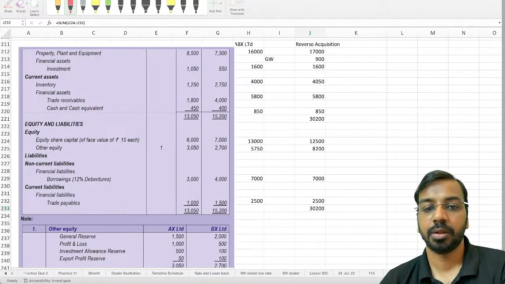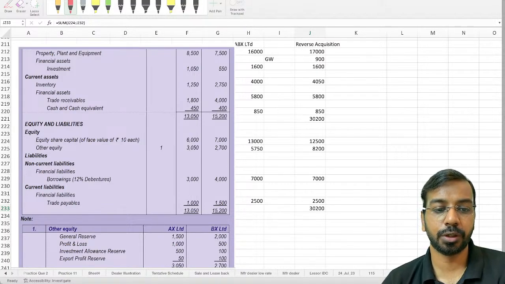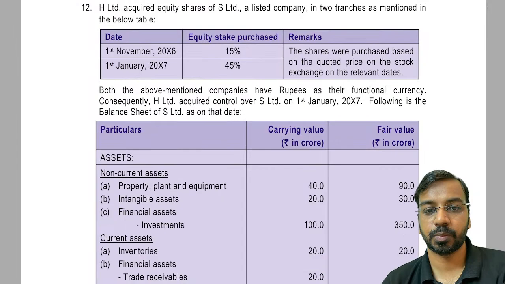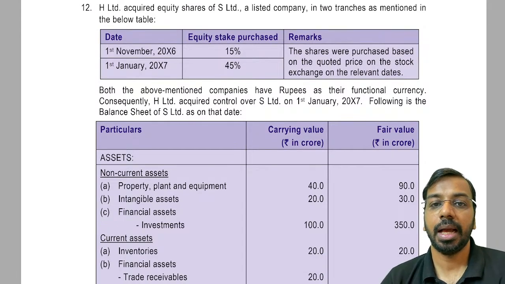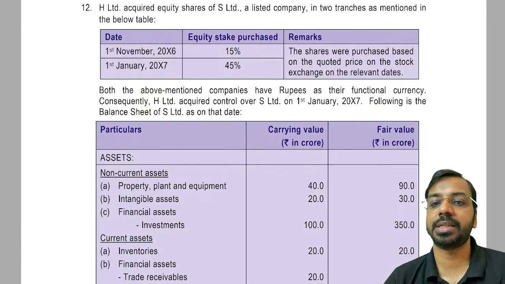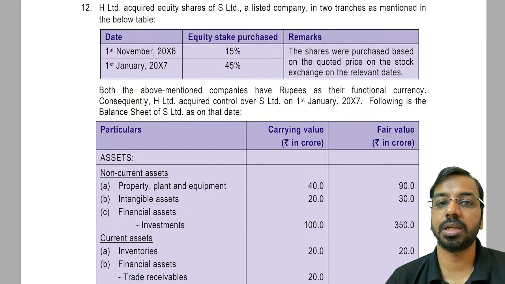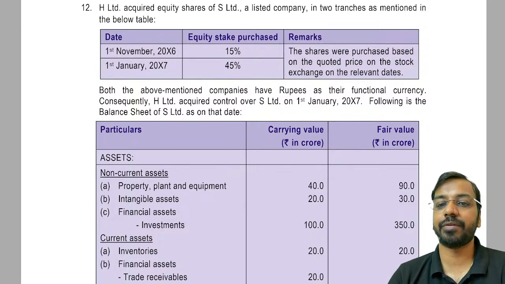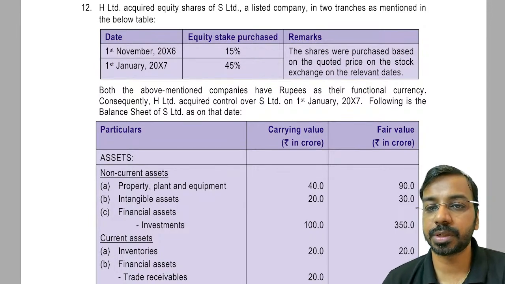Okay. So what we'll do is we'll have a look at one more question. We'll discuss that and you can solve it subsequently. H Limited acquired shares of S Limited, a listed company, in two tranches mentioned in the table below: 1st of November of year 6 and 1st of January of year 7, 15% and 45%.